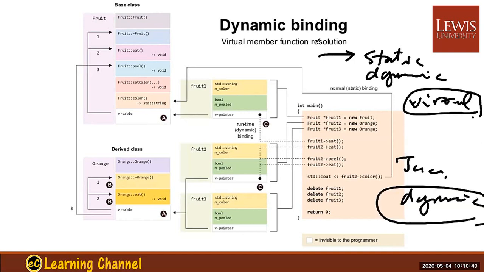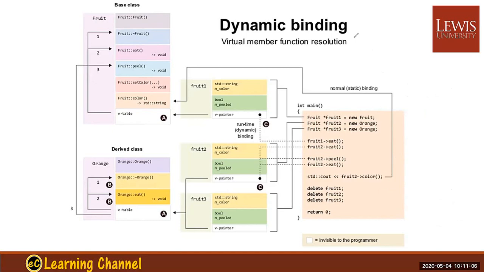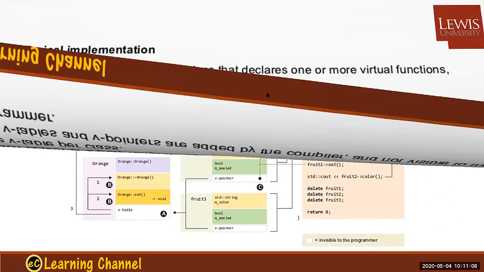In Java, every function is dynamic, and they will find their implementation at runtime. In C++, the programmer has the capability to specify whether it's a virtual function, a non-virtual function, or a normal static binding function. Is that okay? If you do not put the virtual keyword, it means it is a static function in C++. Okay? So that's dynamic binding.